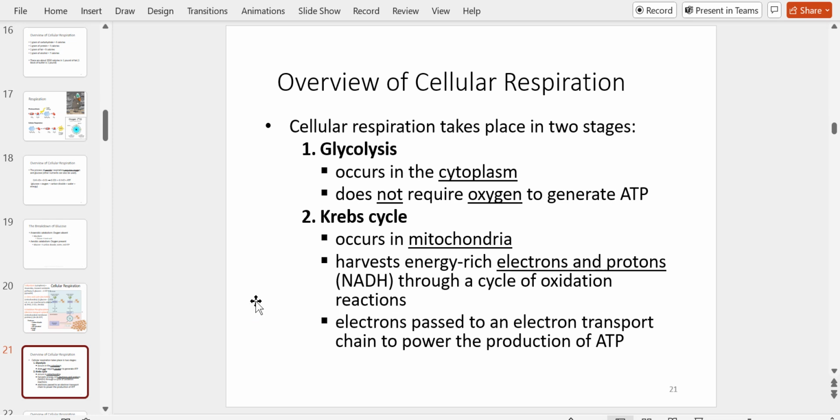So here's one of the first overviews. Cellular respiration takes place in 2 stages. There's your glycolysis, which occurs in the cytoplasm and does not require oxygen to generate ATP. The Krebs cycle, also known as the citric acid cycle, occurs in the mitochondria. It harvests energy-rich electrons and protons, there's your NAD, through a cycle of oxidation reactions. The electrons are passed to an electron transport chain to power the production of ATP.